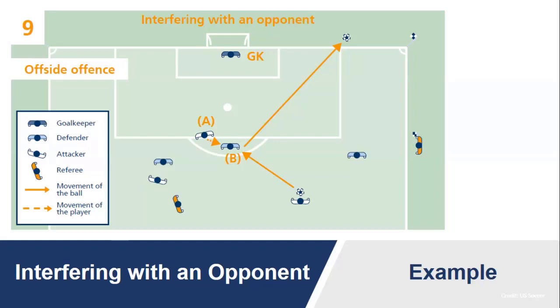In this one, we're challenging for the ball or impacting the defender's ability to play that ball. So while the teammate is trying to get the ball to player A, who is in an offside position, as soon as they move that close to player B on the other team, then they have interfered with that opponent's ability to play that ball.